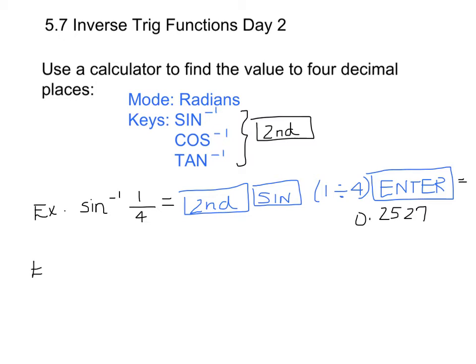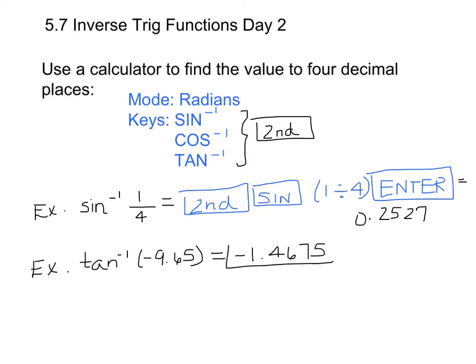If you want to try another one, you can do tangent inverse of negative 9.65. You follow the same keystroke, but this time do second tangent, and then you should get negative 1.4675. So make sure that you try to type those in to get the right answer. If you do, then that means that you are doing it correctly.